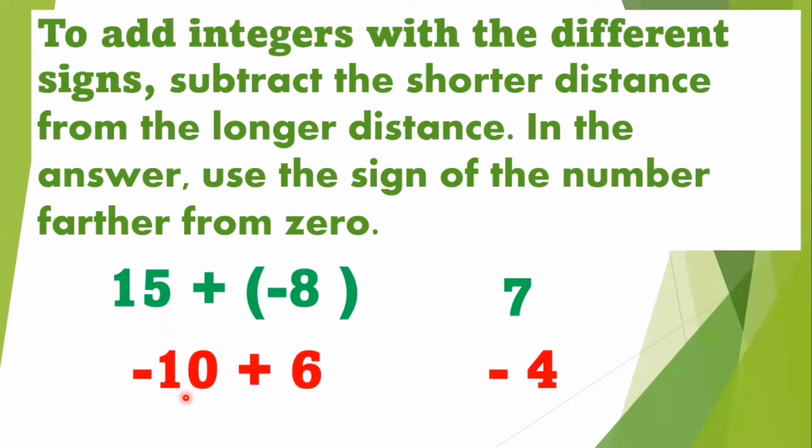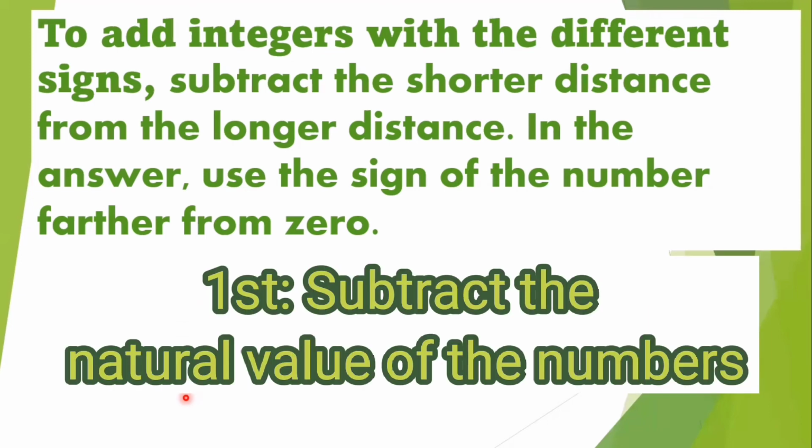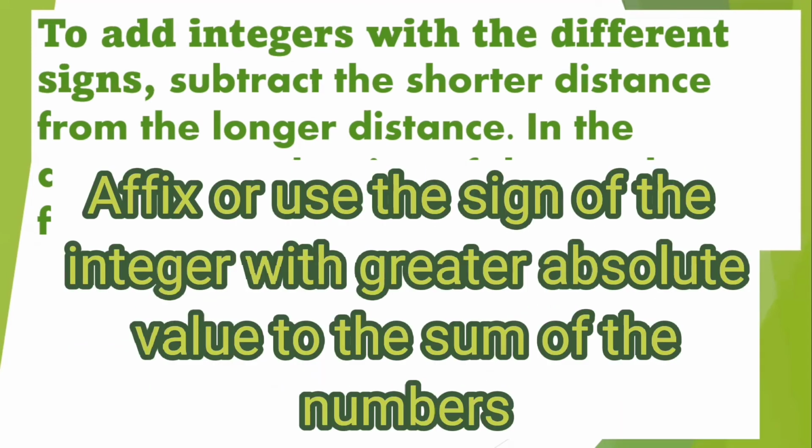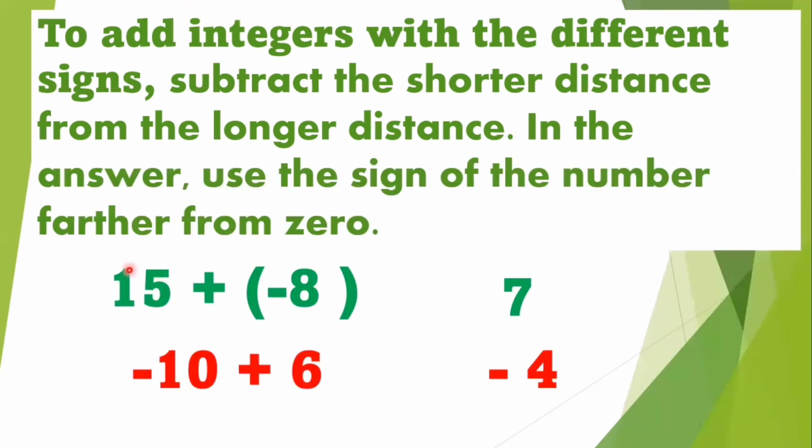In adding integers with different signs, first, we're going to subtract. Ima-minus natin ang numbers. Pangalawa, sa sum nila, ilalagay natin o ikokopya natin yung sign ng mas malayong number from 0 or bigger absolute value. Nakuha ba yun? I hope nakuha nyo kung paano ang mag-add ng integers with different signs.